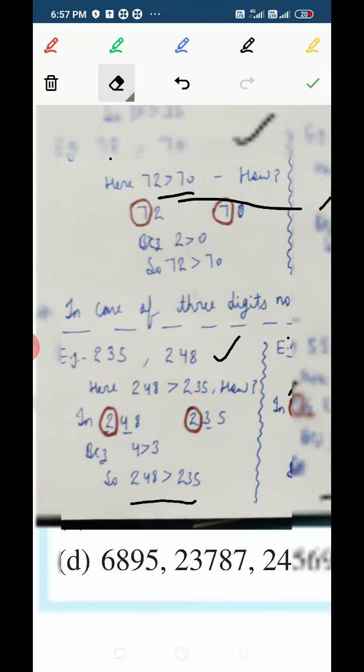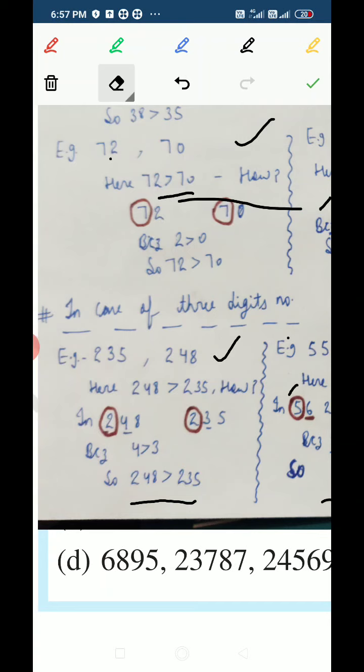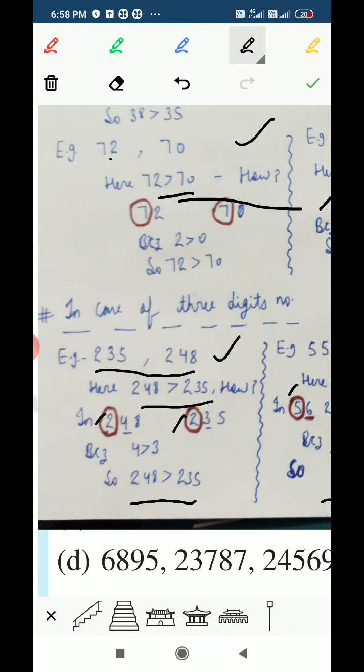Now let's come to the case of 3-digit numbers. In the case of 3-digit numbers, we see 235 and 248, the two numbers. So here 248 is greater than 235. But how? In 248 and 235, we follow the same process. Start checking from the leftmost position. The leftmost position in both the numbers is occupied by 2. So we will jump to the next digit.